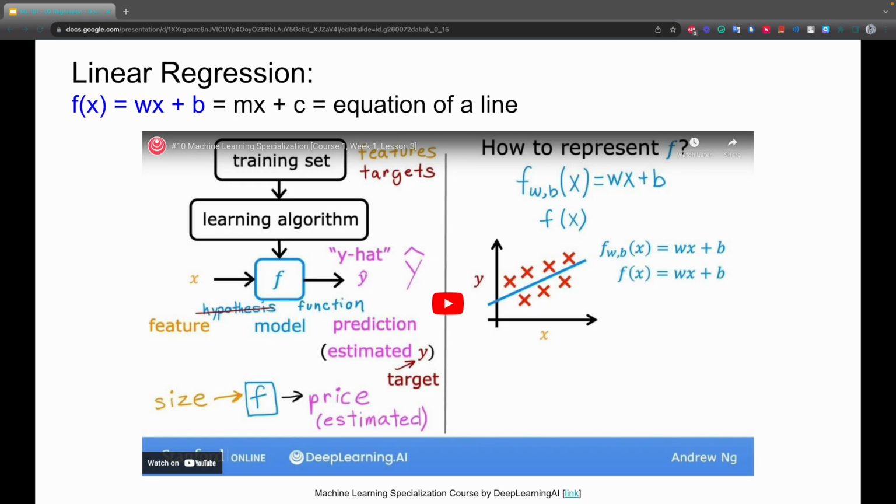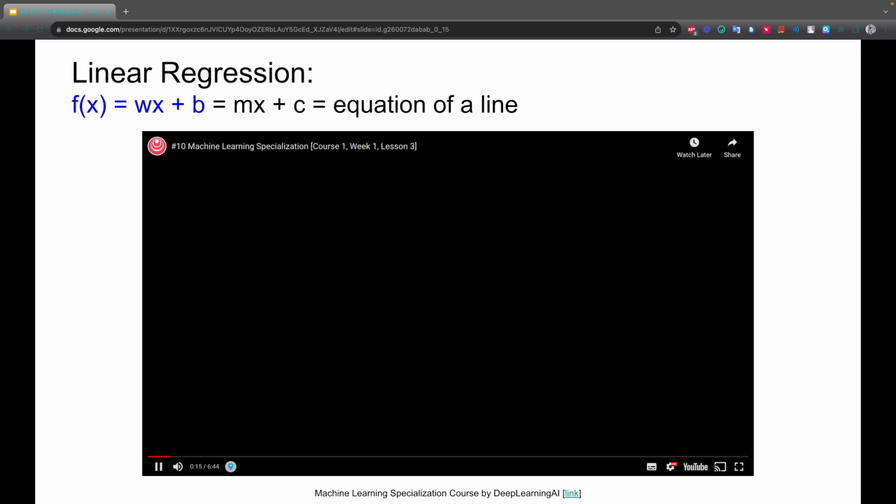We have already used the term linear regression multiple times. Let's learn what exactly it refers to now. Keep in mind that the formula f of x is equal to wx plus b is the same as the formula for a line, y equals mx plus c.